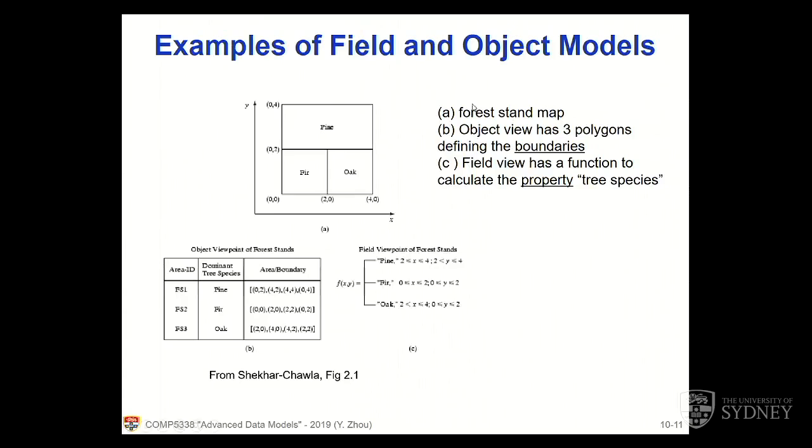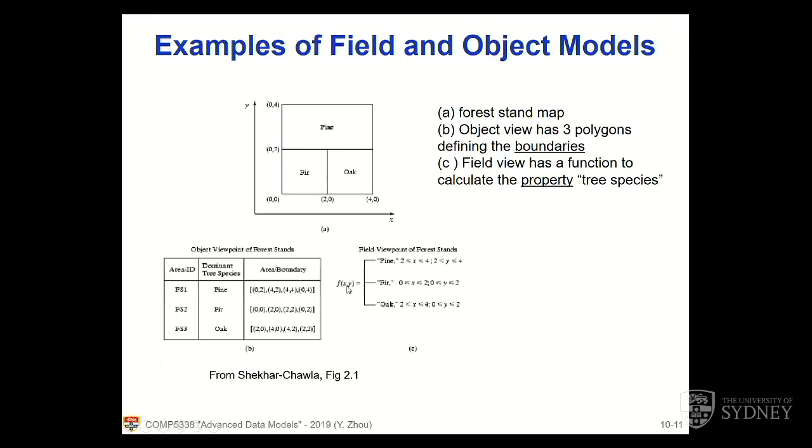In the object view, we have three polygons, right, defining the boundaries, and for each boundary we have a certain tree type. Here, the tree species is pine, and we use the corner coordinates to define the boundaries, and that's fir, that's oak. So that seems pretty clear and easy to understand. Another way is called the field view. The field view is a function, and because it's in a two-dimensional space, we have x and y values.